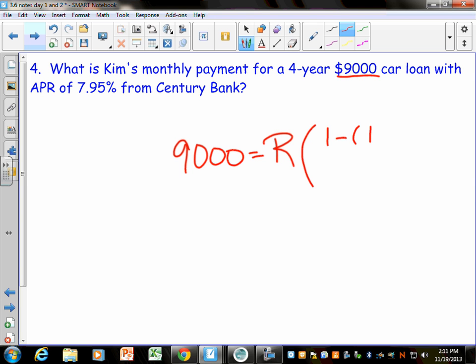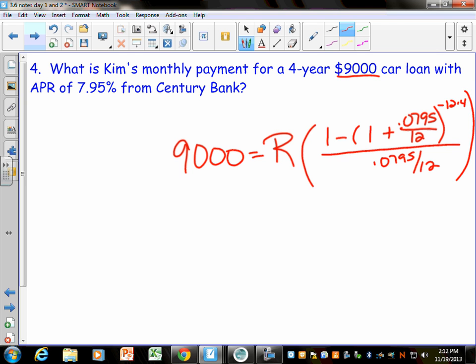1 minus 1 plus the interest rate is 0.0795. Monthly payment means 12. And a 4-year loan seems like a decent loan, right? So that would be negative 12 times 4, all over 0.0795 divided by 12. For me, I just got this all down to one number, and then you just have to divide it over. But again, that's just the tricky part of it sometimes.